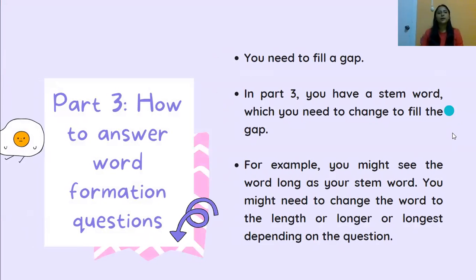Okay, in part 3, we have how to answer word formation questions. In this part, you have a stem word which you need to change to fill the gap. For example, you might see the word long as your stem word. You might need to change the word to length or longest depending on the question. Next, please.